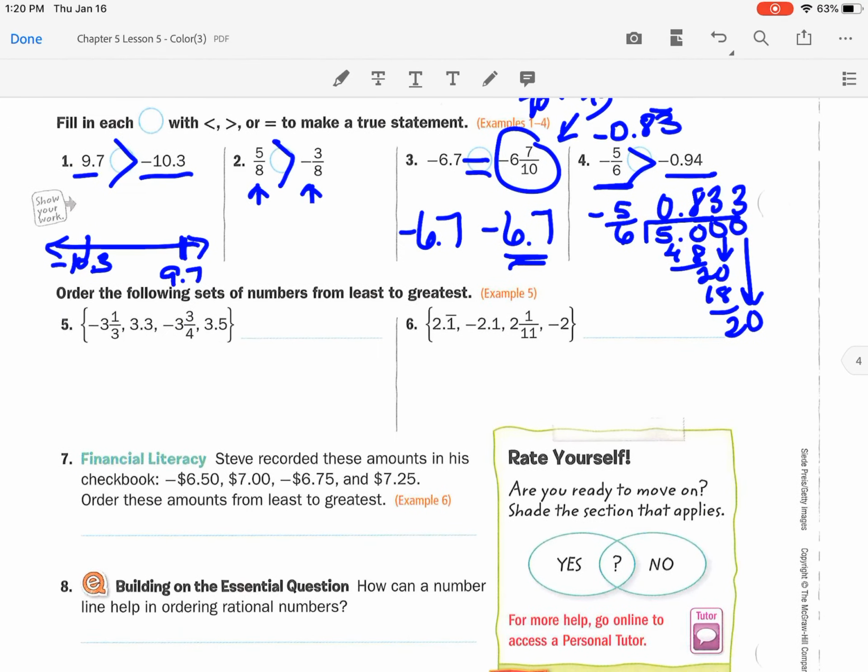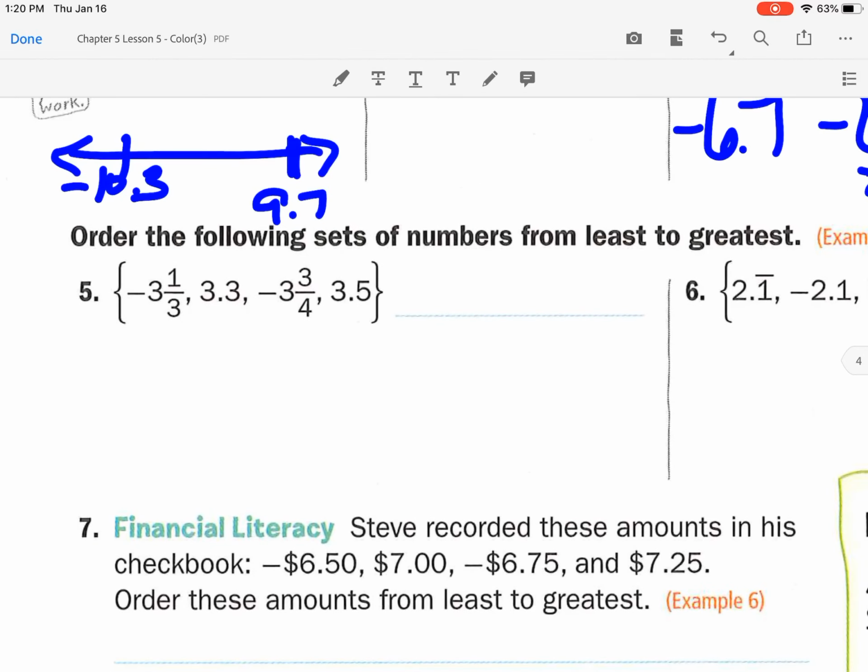Okay, let's go down to this problem. We're going to go ahead and take a look at number 5 together. Here's the good thing about number 5. When I look at this, I see 2 decimals. Oh, notice I'm going from least to greatest. Okay, right away I already know that 3.3 is less than 3.5. But then I have negative 3 and 3/4.